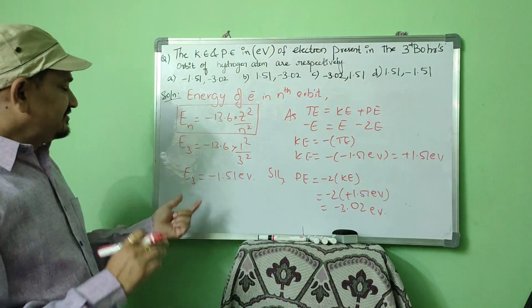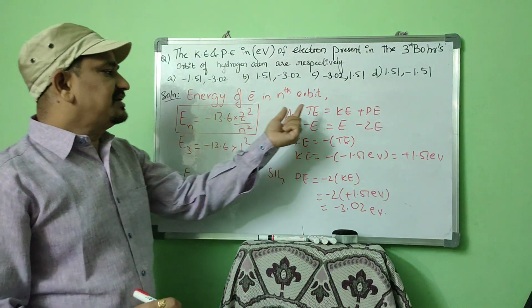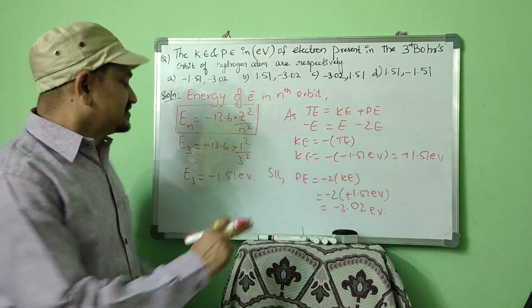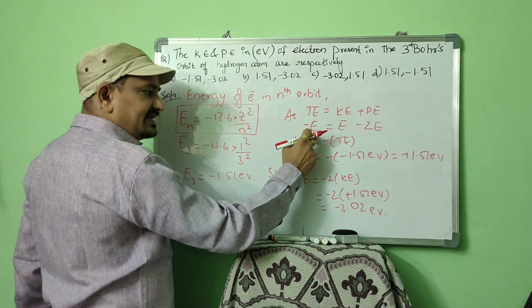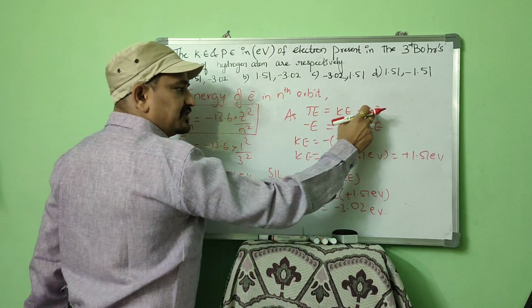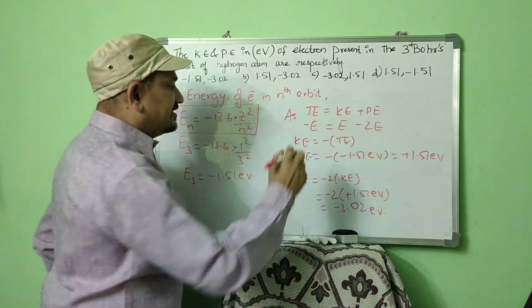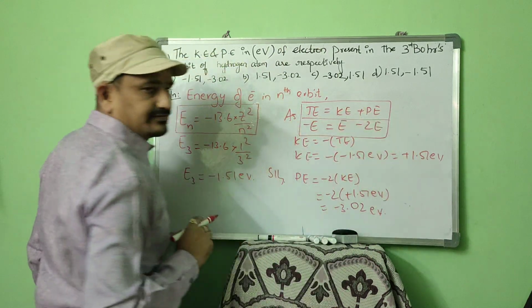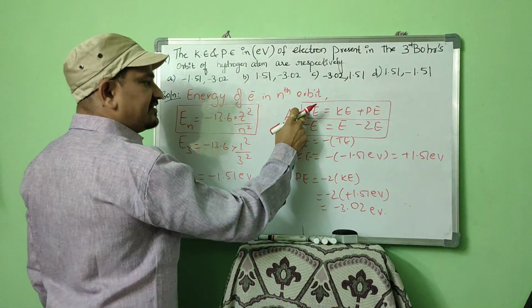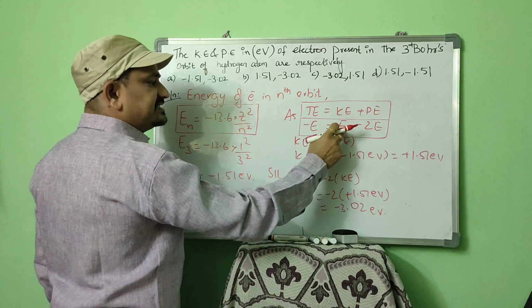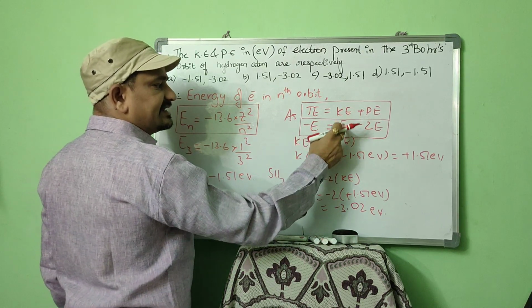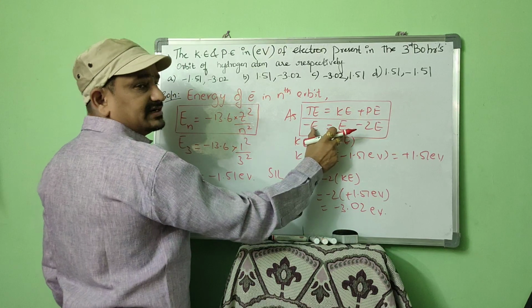Now, this is the total energy. We have a relation: total energy equals kinetic energy plus potential energy. So, if total energy is minus E, kinetic energy is E and potential energy is minus 2E. This part you have to remember. When compared with total energy, kinetic energy is the negative. So kinetic energy is minus of total energy.